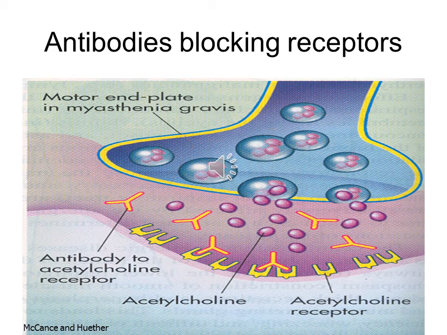A fourth mechanism of type 2 hypersensitivity is when antibodies are blocking receptors on the target cells. In myasthenia gravis, antibodies block the acetylcholine receptors. This impairs neuromuscular transmission and causes muscle weakness. In Graves' disease, antibodies activate the thyroid-stimulating hormone receptors on thyroid cells, and this causes the overproduction of thyroxine and sometimes the enlargement of the thyroid gland itself.